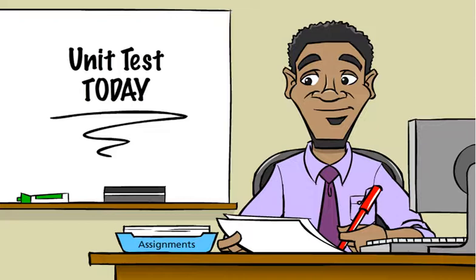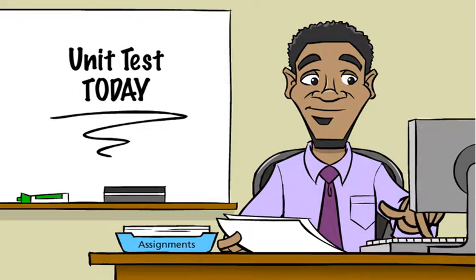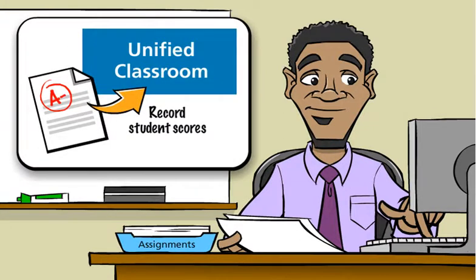You just finished grading the unit test assignment that your first period students took. It was a challenging exam, but you're happy with the results. Your students really seem to understand the concepts, and you're excited to share the news. You'll give your students their graded tests back tomorrow. But if you can record their scores in Unified Classroom now, your students and their parents can see the scores right away in the student and parent portals and in the PowerSchool mobile app.